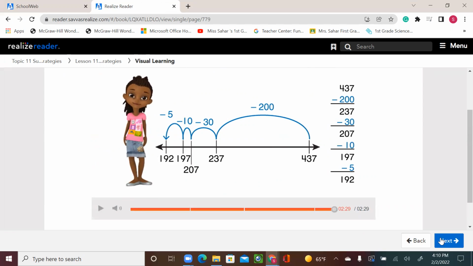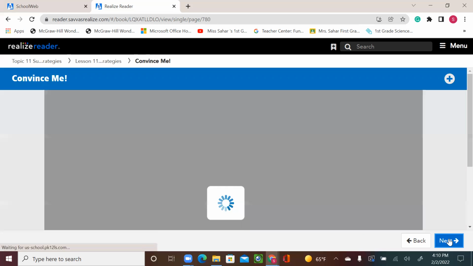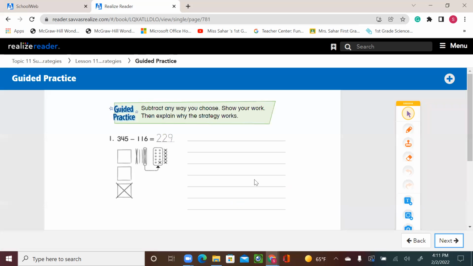All right, let's go for guided practice. Page 490 in your book. Subtract any way you choose. Show your work, then explain why the strategy works. So this is what we have. They draw for us the place value. So let's see, 345. That means 3 hundreds, and 4 tens: 10, 20, 30, 40, and 5 ones: 1, 2, 3, 4, 5.